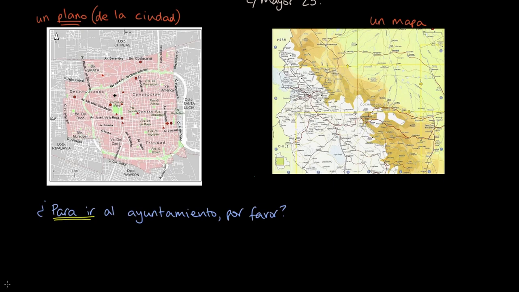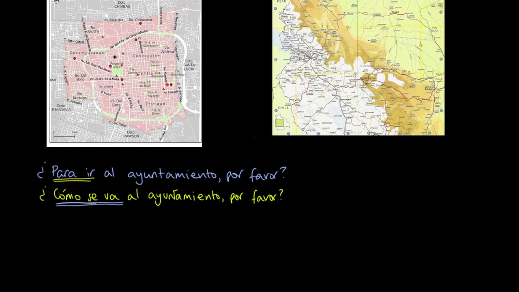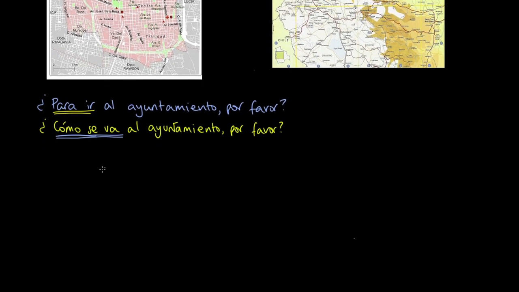Another way how we can ask for directions is cómo se va a, in this case, al ayuntamiento, por favor. Okay. Cómo se va. So two different expressions meaning exactly the same. This literally, to go to the town hall, please. And this one, how does one go to the town hall? You can use either para ir or cómo se va. So what instructions am I going to give?